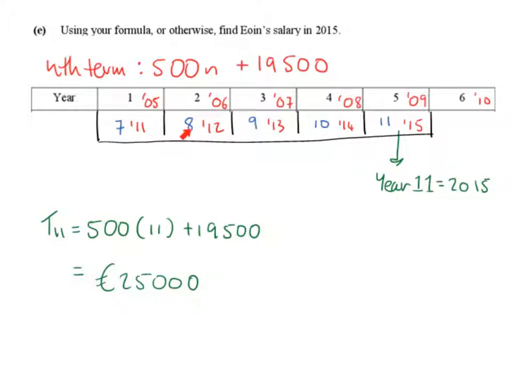2012 will be year 8. 2013 will be year 9. 2014 will be year 10. And 2015 will be year 11. So year 11, or term 11, equals 2015. So we swap that n for brackets and we put 11 into it. We do not put 2015 into it, we put 11 into it because it's the 11th term of the sequence, or it's the 11th year from the start. Remember, the start was actually 2005. Then we multiply 500 multiplied by 11 plus 19,500 is 25,000 euro. So in 2015, Owen's salary will be 25,000 euro.